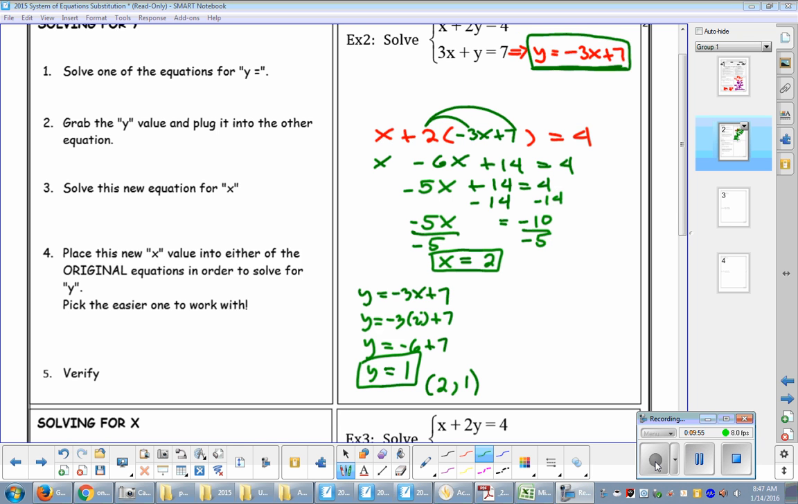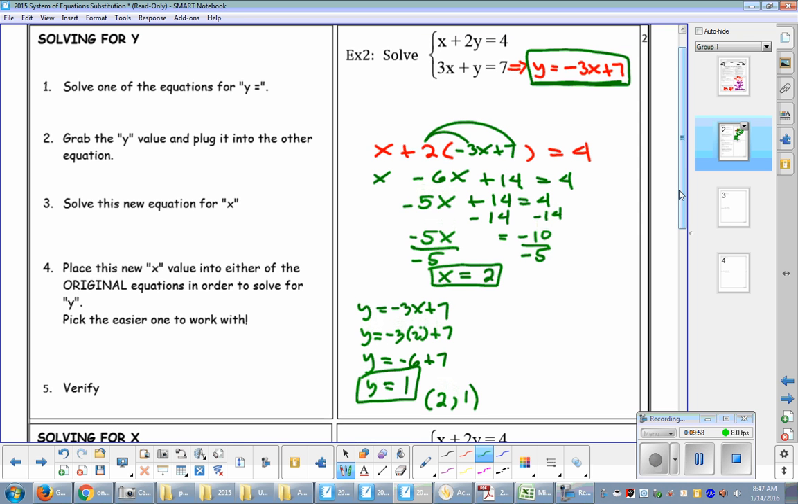Now, if you decided to use the first equation, you'll be able to get the same y value here. So let's try. If you're going to use the first equation, which is x plus 2y equals 4, and we replace x by 2, we'll have here 2 plus 2y equals 4. Subtract 2 on both sides, you'll get 2y equals 2, and then divide both sides by 2, you'll get also y equals 1, which is the same y value that we got here.